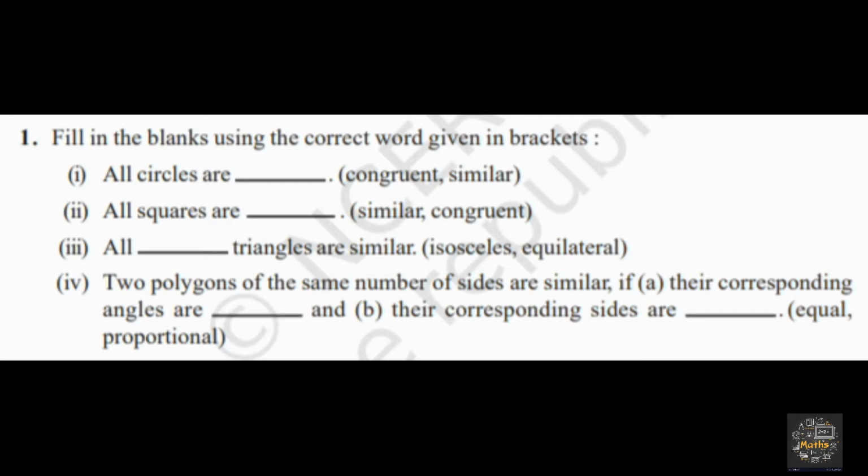Next, third question: all dash triangles are similar, isosceles or equilateral. So its answer is equilateral. Fourth question: two polygons of the same number of sides are similar if, first, their corresponding angles are dash, and second, their corresponding sides are dash. So the answer here is equal or proportional. The first answer is equal, the second answer is proportional.